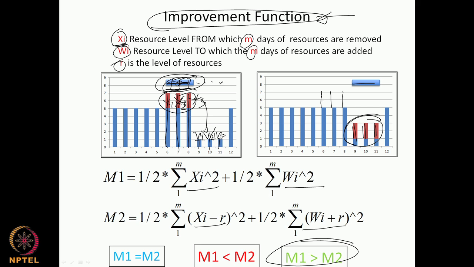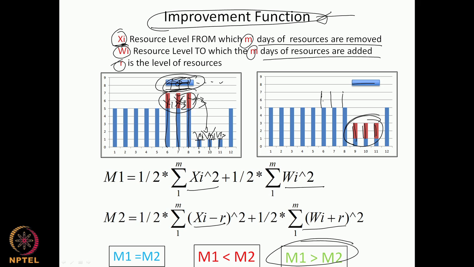M is the number of days of resources that are removed. Please look at this. It's the number of days of resources. It's not the number of days of shifting. This is a common problem when we start working out problems. We tend to think m is the number of days of shifting. It's not. It's the number of days of resource that are removed.